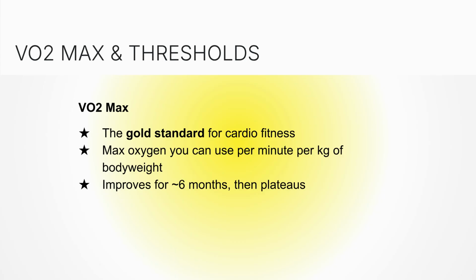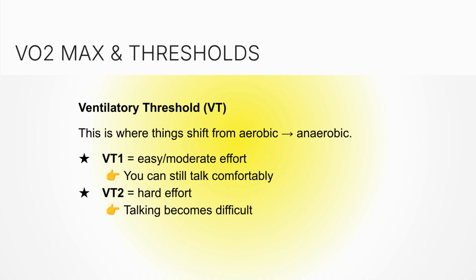It's also very important that you understand VO2 max and the ventilatory thresholds. VO2 max is the maximum oxygen you can use per minute per kilogram of body weight. It's really the gold standard for determining cardio fitness. One key piece of information that it's important for you to know is that your VO2 max improves in the first 6 months of exercise, and then it relatively plateaus.